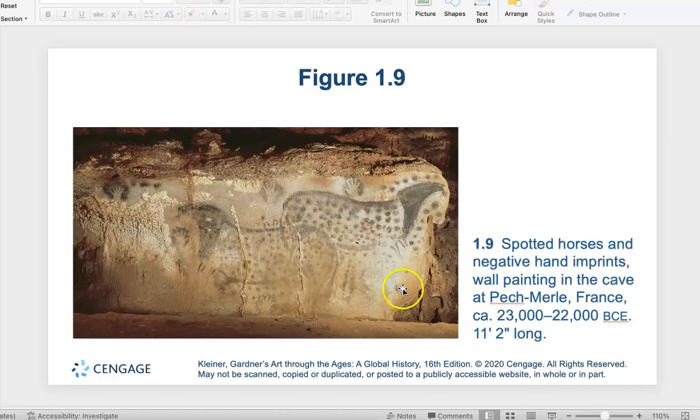But I'm just showing you again bison so you can see how many times they like to show you the bison. Here's spotted horses, again in France, spotted horses with negative handprints. You can see one here, here, here, here, maybe here, I'm not sure. 23,000 to 22,000 BCE. This whole wall that you're looking at is 11 feet 2 inches long. What's up with the horses? I don't know, but they seem important.